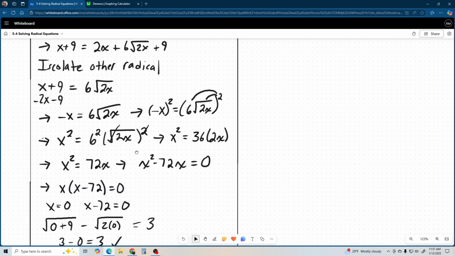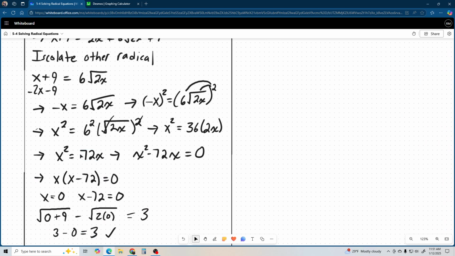So x squared equals 72x, right? We just multiply these numbers together, and then we move the 72 over because we have a quadratic, a second degree function. We have to set it equal to 0. So x squared minus 72x, when we subtract 72x from both sides, equals 0.